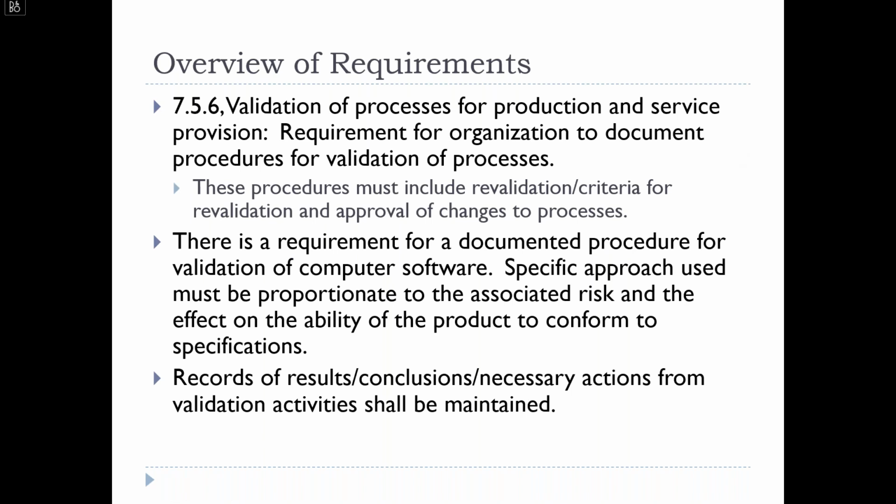(756) relates to validation of processes for production and service provision. The organization is required to document its procedures for validation of processes. These procedures must include revalidation and criteria for revalidation and approval of changes to processes.